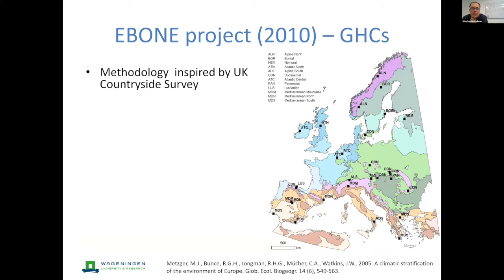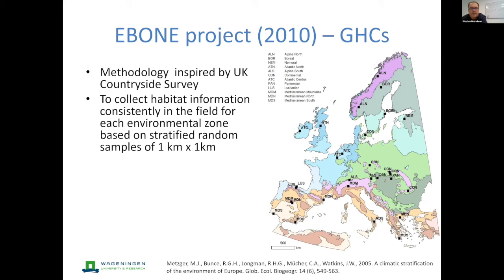The eBone project was another European project that was more related to general habitat categories. And the methodology was very much inspired by the UK countryside survey in which Bob Vance did have a lead. And in this kind of initiative, the approach is much more a statistical approach to get figures on the amount of different habitats. And that's done by stratified random samples of 1 by 1 kilometer across the different environmental zones.